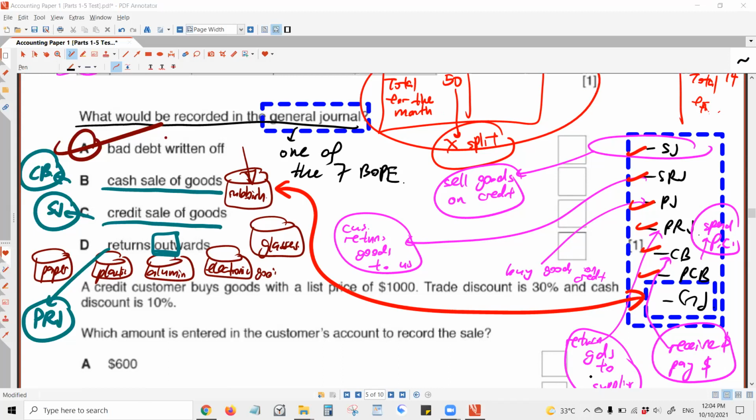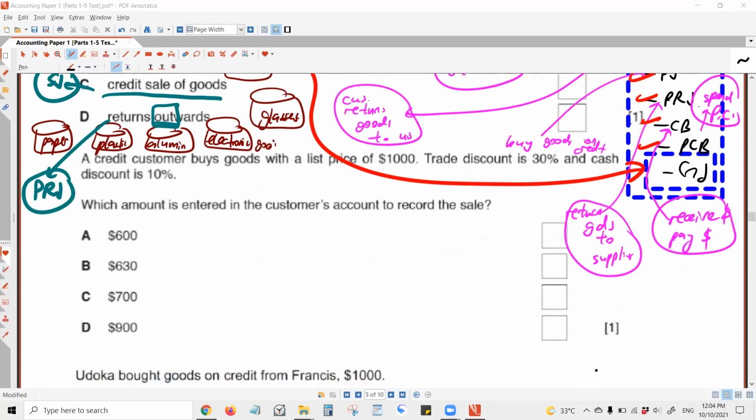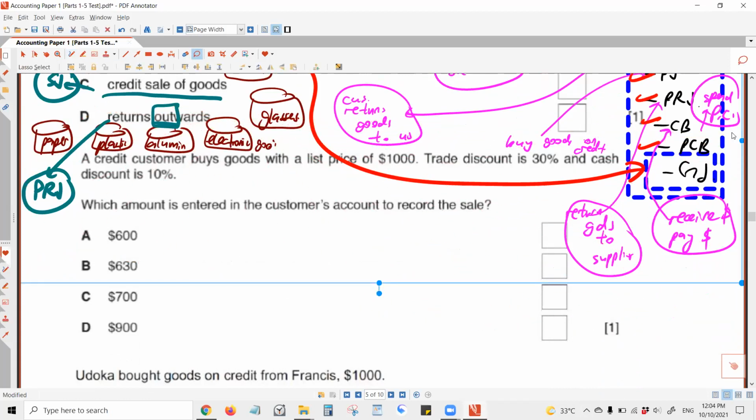Okay, now let's continue. Which amount is entered in the customer's account to record the sales? Let me erase the upper part here, okay? I need the space to do the right thing.